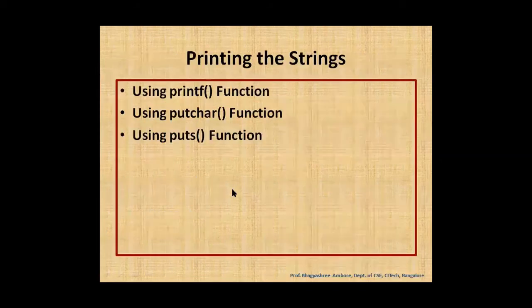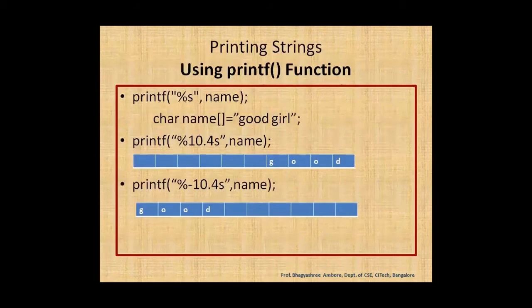Now we'll see how to print strings. A string can be printed using three functions: printf, putchar, and puts. Let's see the first one, printf percentage s, name. If name has some value and I want to print it, it is very simple: use percentage s and the name, the same way we use it for integer and float.